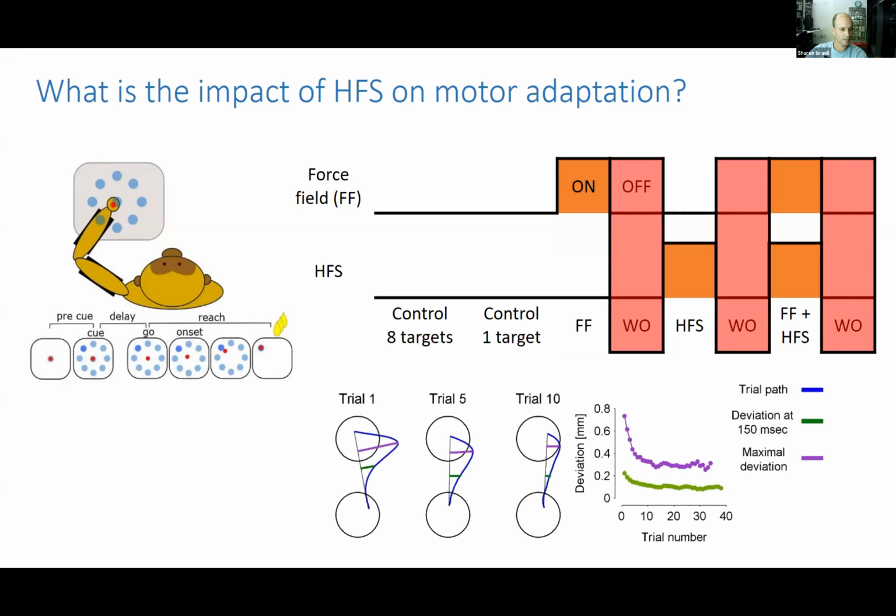Adaptation was quantified using the hand deviation from the straight line, which was measured twice for each trial, at 150 milliseconds as indicated by the green marker, and at the endpoint of maximal deviation as indicated by the purple marker, forming 2 separate adaptation curves.